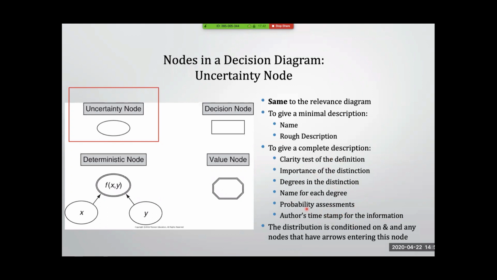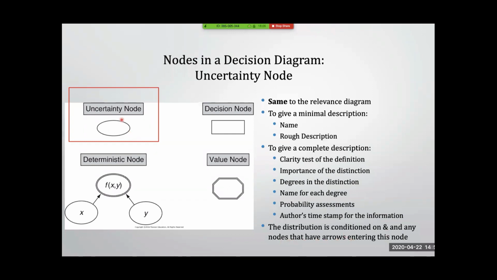Okay, all this information needs to be completed in order to fully describe an uncertain node in the decision diagram. And also, similarly to what we have seen in the relevance diagram, a distribution is always conditioned on the background knowledge. The distinction is always conditioned on background knowledge. And also it is conditioned on any nodes that have arrows entering this.